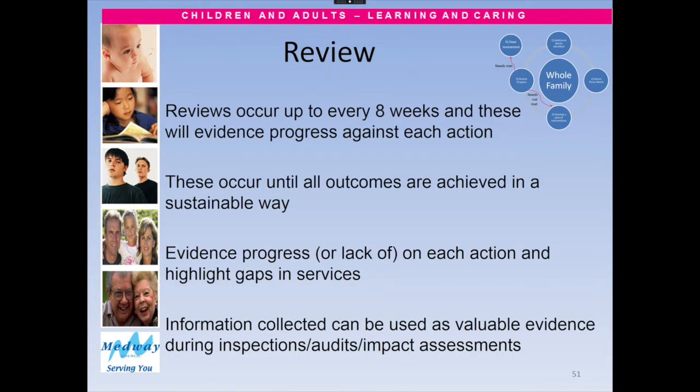So we've seen then, we do the assessment to find out what is working well and what isn't. We have then produced a plan with the family, and now we need to review the progress being made. Review meetings take place at least every 8 weeks, and during each review, we collect evidence to see the progress against each of the actions. Review meetings take place until all the outcomes are achieved in a sustainable way.